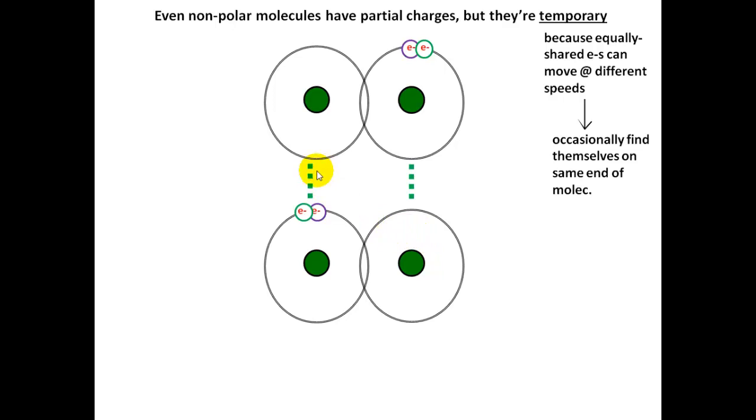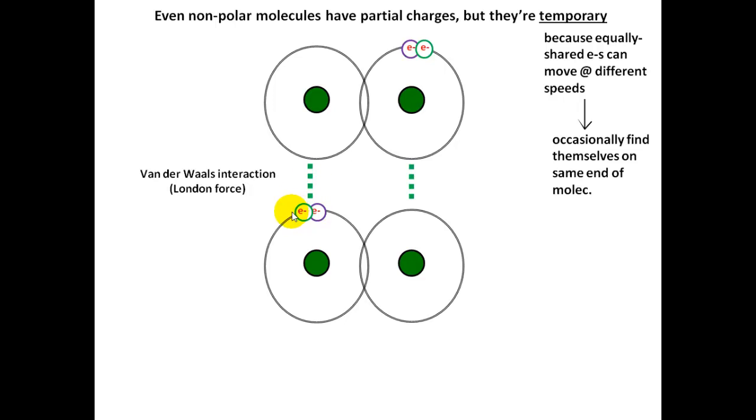This attraction is temporary, because these electrons are bunched up on these ends of the molecules only temporarily. And there's a name given to this temporary attraction that can occur between nonpolar molecules: a van der Waals interaction, or a London force. And again, it's the formation of these London forces, these van der Waals interactions, that's the key to understanding why nonpolar things can dissolve other nonpolar things.